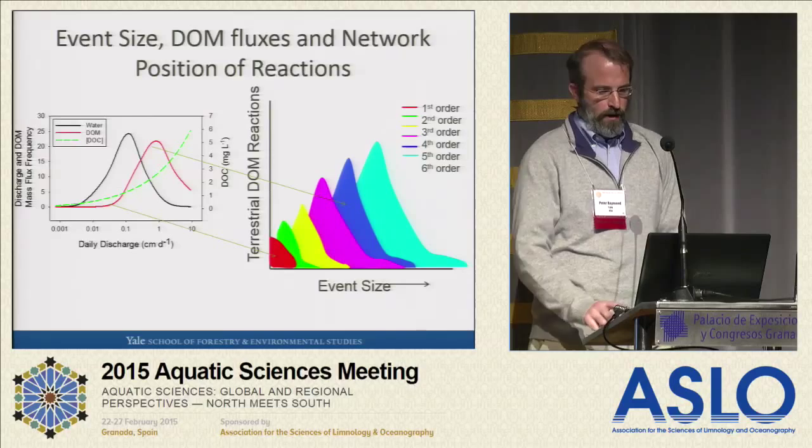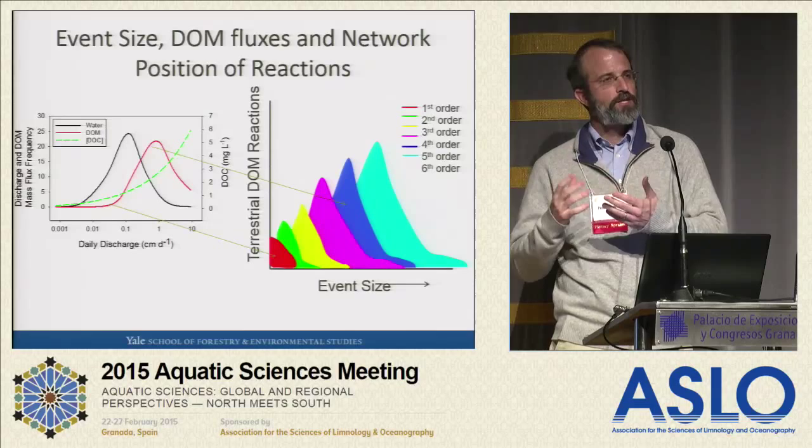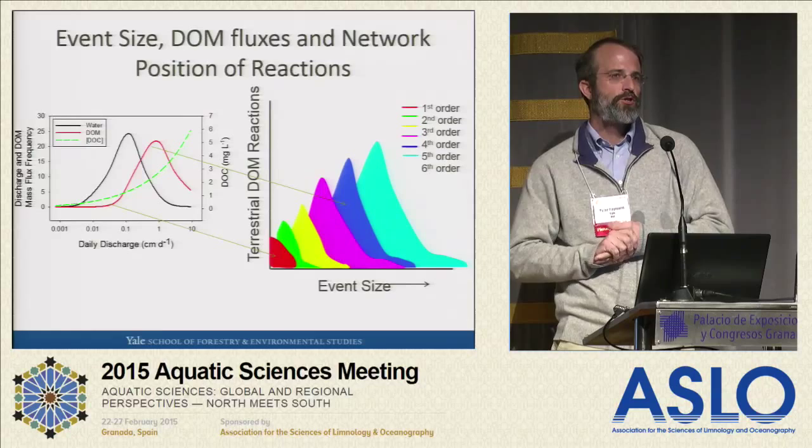And so basically what you're doing is you're taking these flow frequencies and these mass flux frequencies, you're pushing the stuff into the watershed, and you're asking, given the change in residence time or change in decomposition constant, where is the sweet spot for the removal? In which stream order is most of this removal occurring?